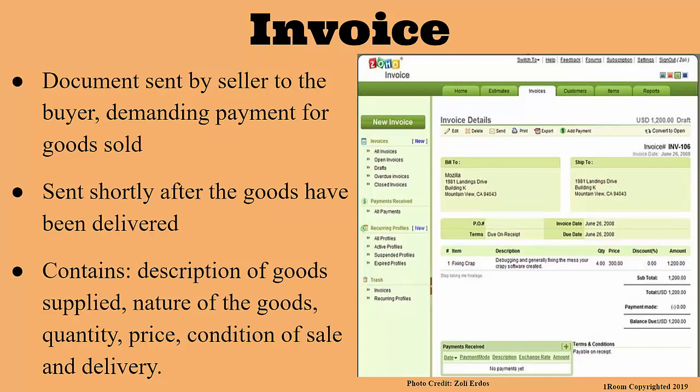Now, the goods have finally reached the buyer, but the seller has not received payment for the goods yet. So, what does he do? He sends an invoice to demand for payment. Now I have understood you perfectly. Perfect. Then we can move on. An invoice will contain the description of the goods already supplied, their nature, their quantity, price, and condition of sale and delivery. Is this document of any importance to the buyer?